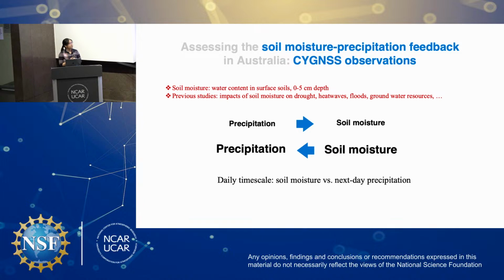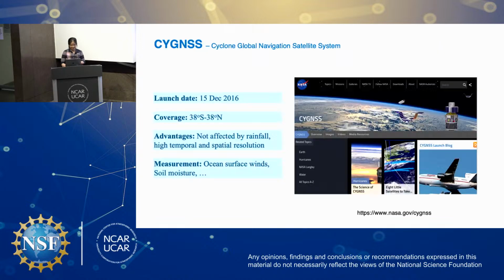And particularly, we will focus on the daily time scale. It's like how the soil moisture today can affect tomorrow's precipitation. This is to distinguish from the longer time scales, like the seasonal or long-term trend in the relationship between the two. And I'll show you in the next few slides where and when the feedback occurs, whether it's a positive feedback or a negative feedback. We will also examine whether the persistence of dry or wet soil moisture can affect extremes, like drought, fire, or flooding.